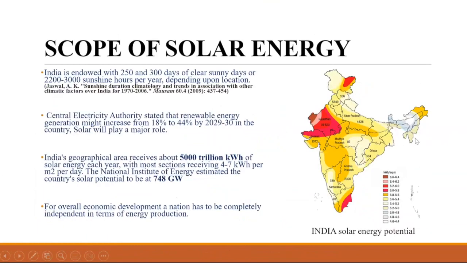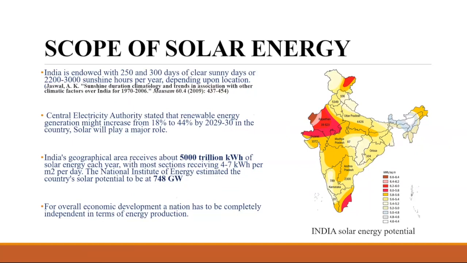So as I mentioned, these are the scopes of solar energy. The first point: we have a very good geographical advantage. As you can see, this article mentioned that India receives approximately 250 to 300 days of clear sunny days. This shows that we have a good scope of solar energy in India, right? And at the same time, the Central Electricity Authority is working towards increasing renewable energy generation from 18 to 40%, 44%. So here solar will definitely play a major role.